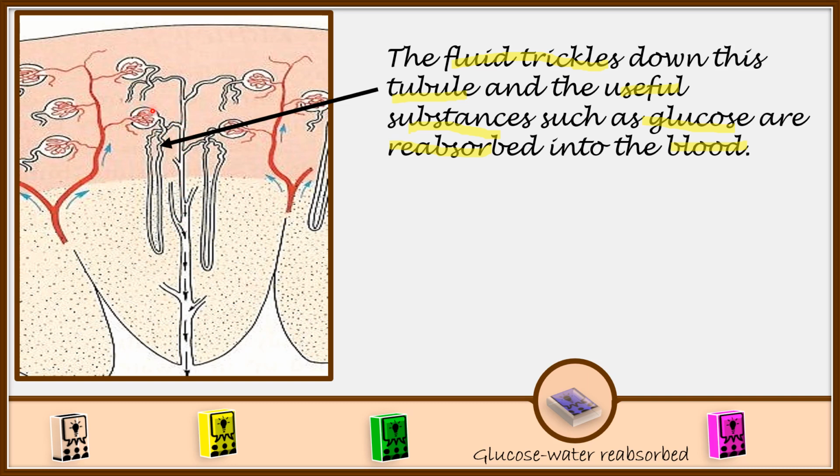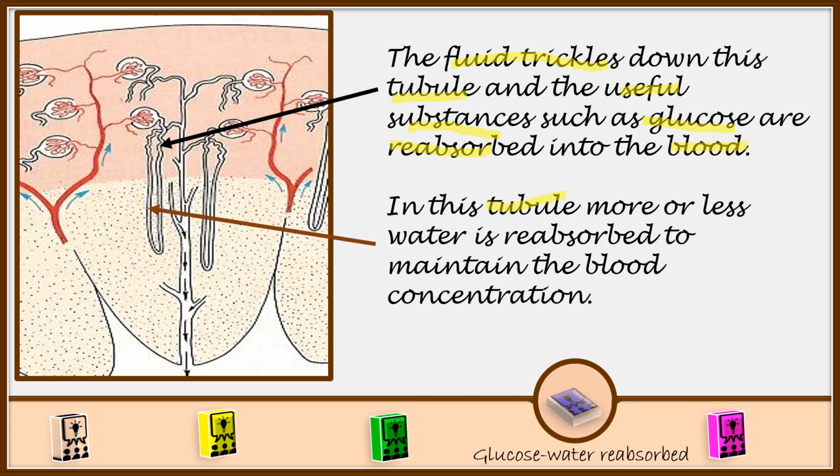So when the content has been released into the Bowman's capsule, it will flow through the tube. And as it is flowing through the tubes, useful substances like glucose are going to be reabsorbed to go back into the blood. In this tubuli, more or less water is reabsorbed to maintain the blood concentration. More or less water will be reabsorbed here in the ascending limb of Henle. The purpose of its reabsorption is to maintain the blood concentration constant.